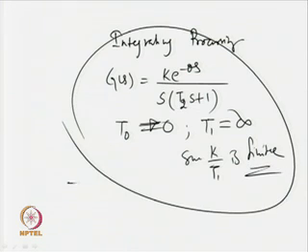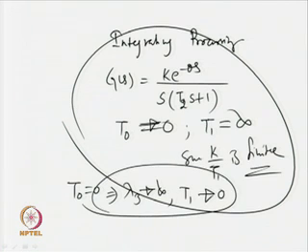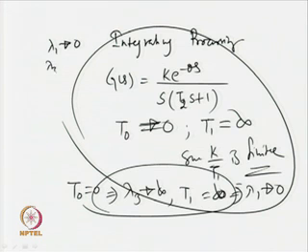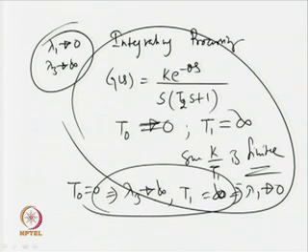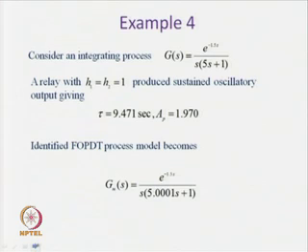So, with the substitution of the conditions that T0 equal to 0, or indirectly speaking lambda 3 tends to infinity, and T1 tends to infinity, therefore lambda 1 tends to 0. With the substitution of lambda 1 tends to 0 and lambda 3 tends to infinity, and using all the 4 analytical expressions, it is possible to estimate the parameters of integrating processes as well. Now, let us consider this example.